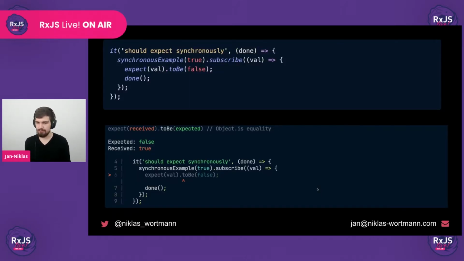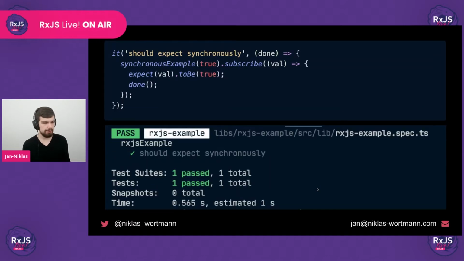Therefore, what we can do to overcome this hurdle is pass a done callback to the test function. By calling this function, we are manually saying when this test is done. As we now see, when we have the same pattern as before, but call the done method after our expectation, we are now getting the failing test, which proves that our test used to work before. If we now replace it back with true, everything's fine and we're good to go.